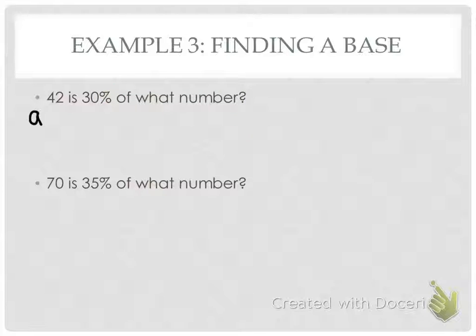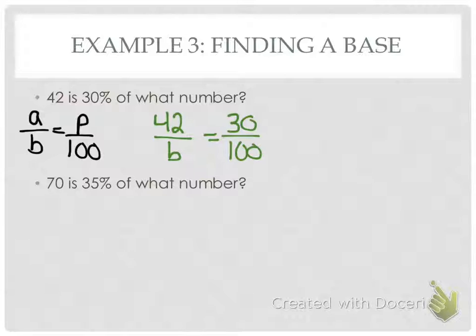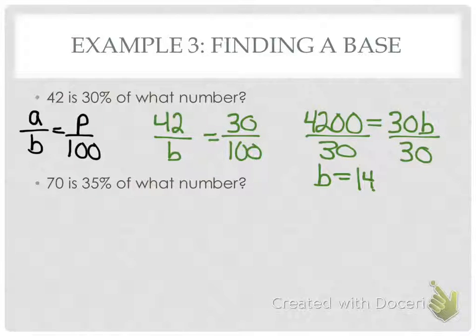All right, so start off with my formula. Plug in my numbers. 42 over B equals 30 over 100. 30B equals 4,200. Divide both sides, and B is 140. All right, now I want to give you a minute to copy that down, and then I want you to do the second one on your own.